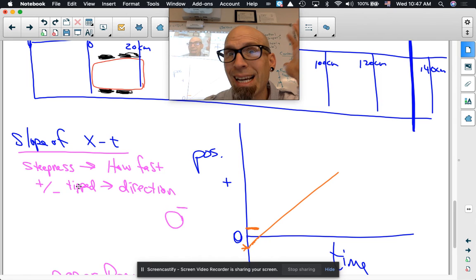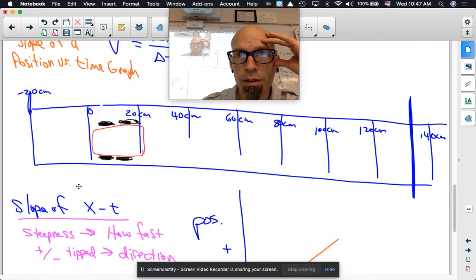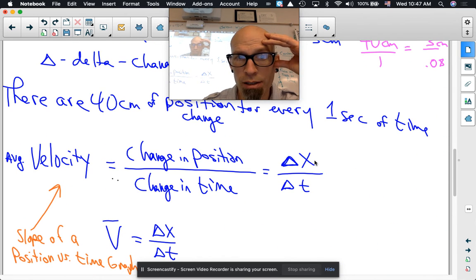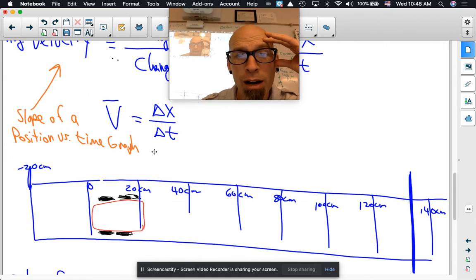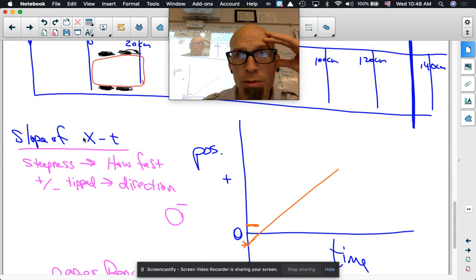Those are like the big ideas from this lab and this whole unit is this idea and concept of velocity and how to use a position time graph to figure out what kind of motion is happening. So that's what we talked about today. Again, took a couple notes. These things need to be written down.